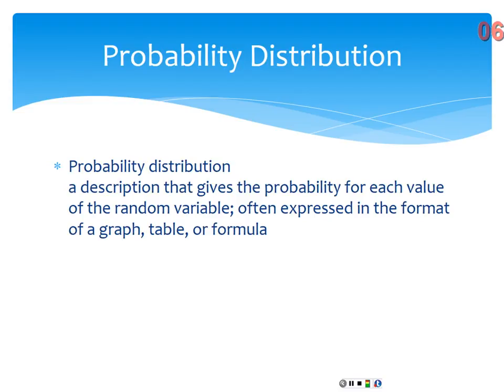A probability distribution is a description, like a frequency distribution, that gives the probability, rather than the count, for each value of the random variable, and it's often expressed in the format of either a graph, a table, or a formula. Now, for discrete probability distributions, we generally don't use a formula. For continuous probability distributions, we do. Graphs and tables can be used for discrete or continuous, either one.